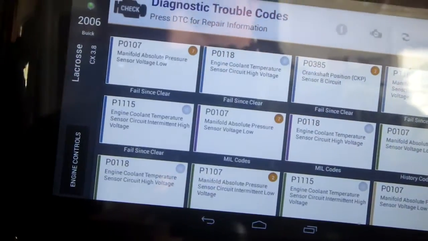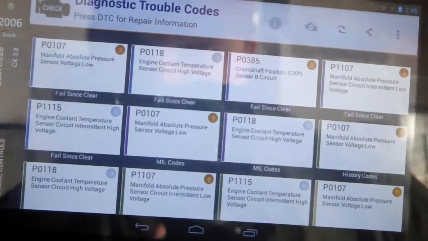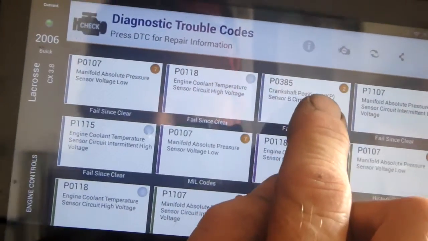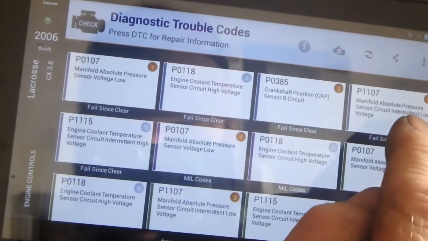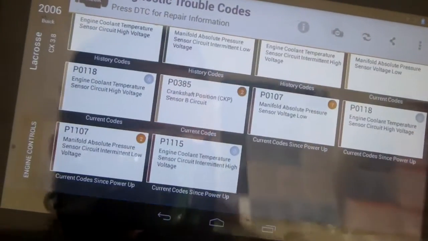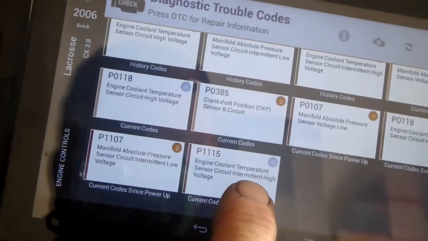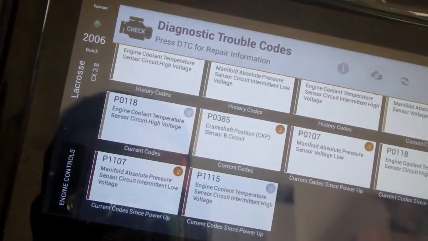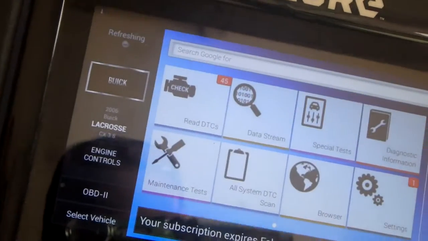As we can see, okay, manifold absolute pressure sensor, temperature, crankshaft position, manifold pressure sensor, and these are repeating what's current. Engine coolant temperature is current, and manifold absolute pressure sensor is current. So, let's come out of that.